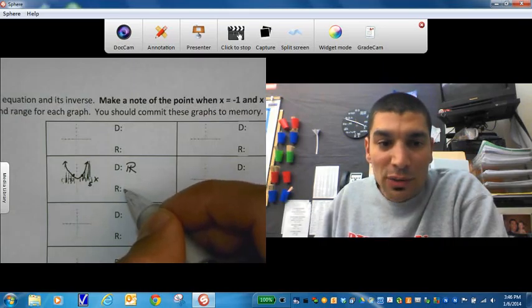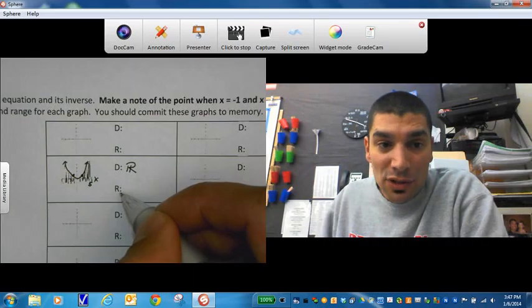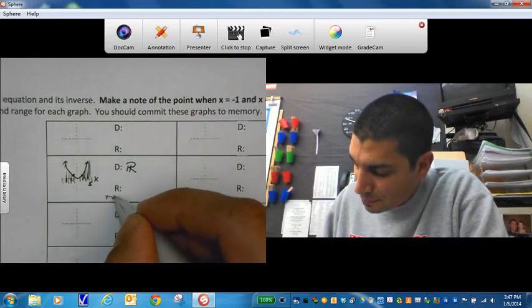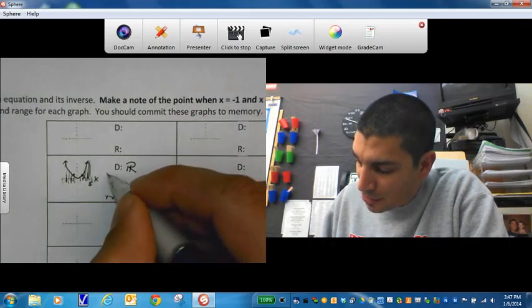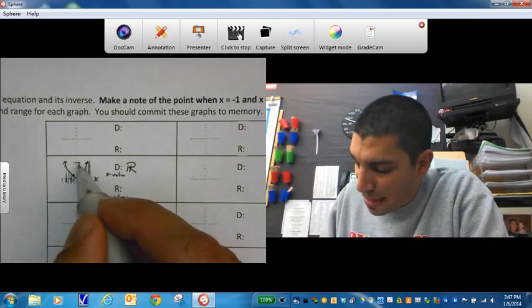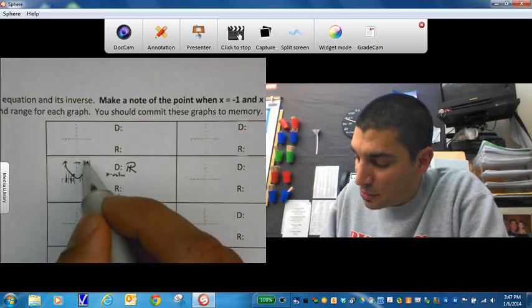What about the range? The range stands for the y values. If you don't remember that, you can write down y values right here. Domain are your x values. And what y values? There is a y value here where it's going to touch this part of the graph. And since this goes up, I use all these y values above this line.